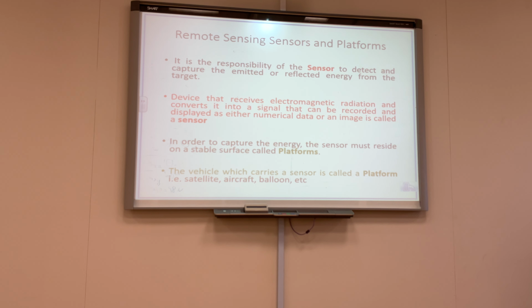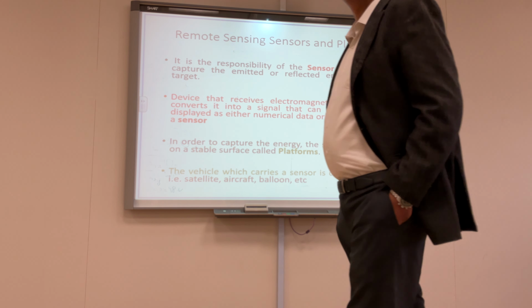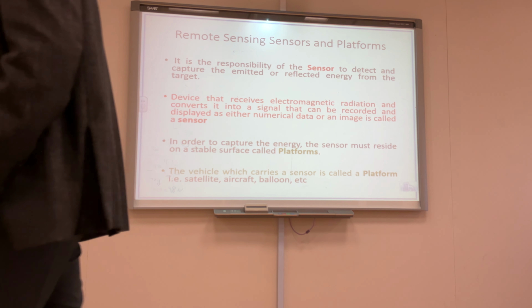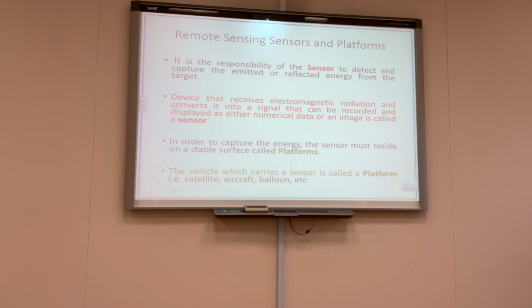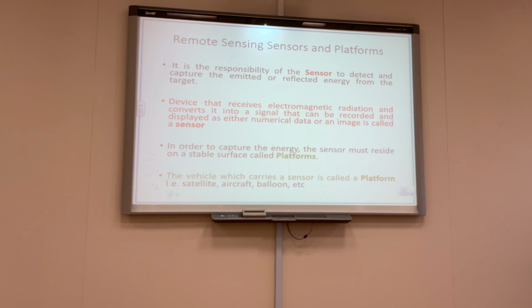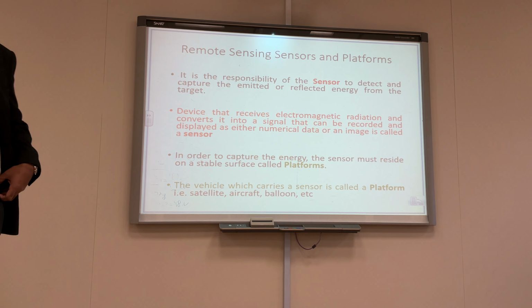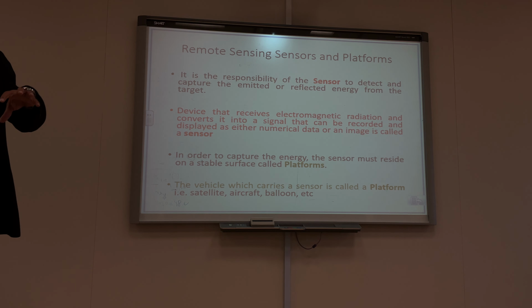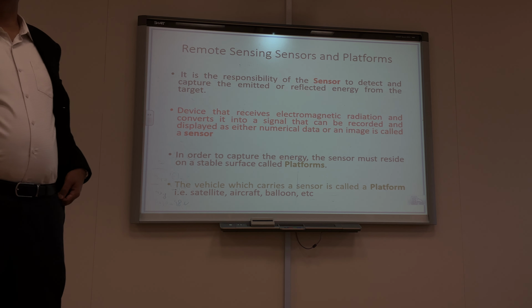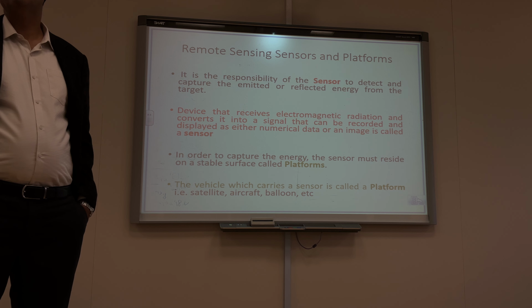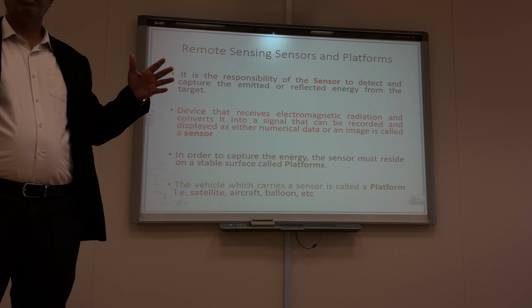The sensor is attached to the platform, and the sensor takes the photograph. The platform may contain more than one sensor. So what is a platform? It is something which provides stability to the sensor.